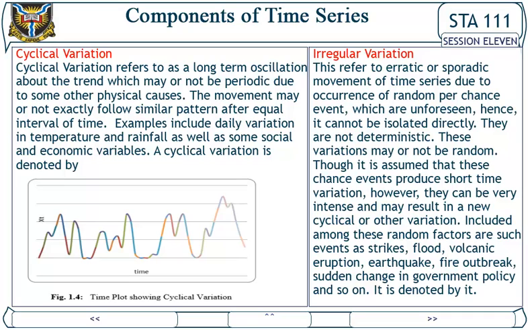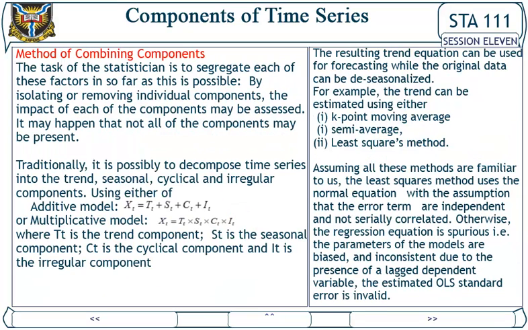Included among these random factors are such events as strikes, flood, volcanic eruption, earthquake, fire outbreak, sudden change in government policy, and so on. It is denoted by I. Method of combining components. The task of the statistician is to segregate each of these factors in so far as this is possible. By isolating or removing individual components, the impact of each of the components may be assessed.